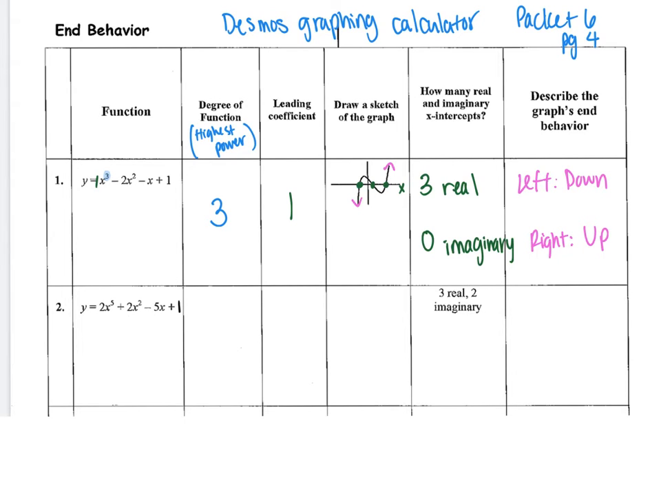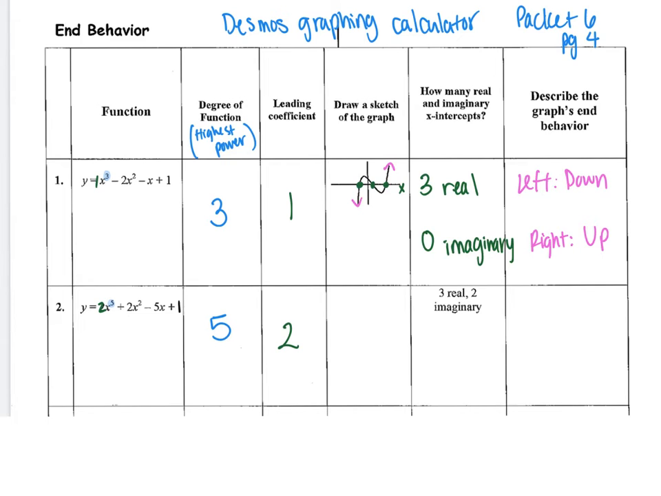So let's first grab the degree of the function and leading coefficient. The degree of the function on number 2 is 5. So in this case, I should have 5 x-intercepts. And then the leading coefficient here is the 2, since it's next to the highest power. And then I need my graph.